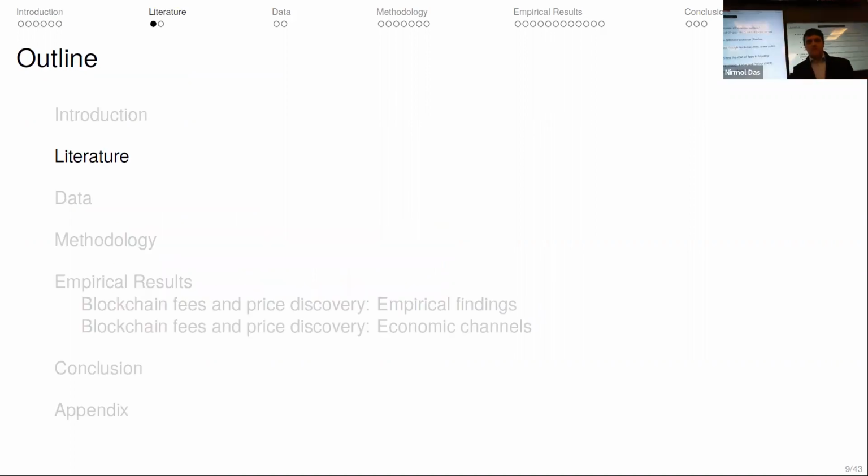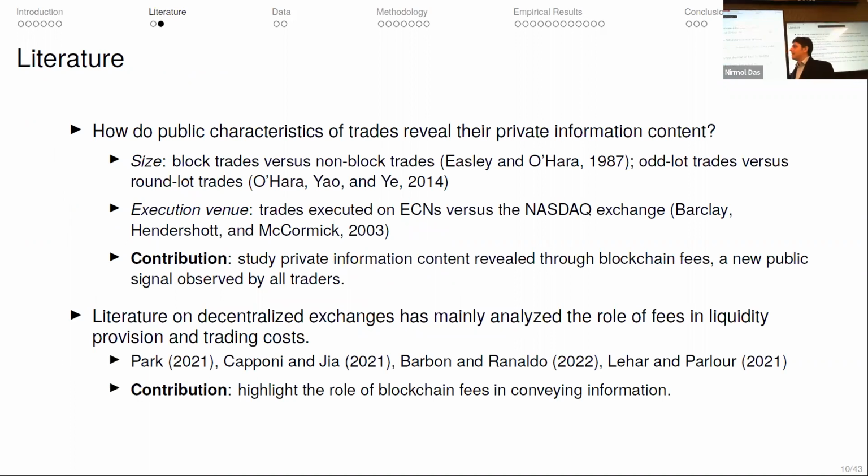Okay, so let me go to the literature. I think the literature most related to this study is really the information content of trades. There have been some old studies in the market microstructure literature which look at block trades versus non-block trades, with the idea that if you have more information, then you are submitting larger block trades, and these are more privately informed. Later on, there is a paper by O'Hara, Yao, and Ye, which basically reverses the results, because they said, okay, now that we have HFTs, the HFTs are trying to hide their information, and therefore they split their orders into smaller orders to hide their information.